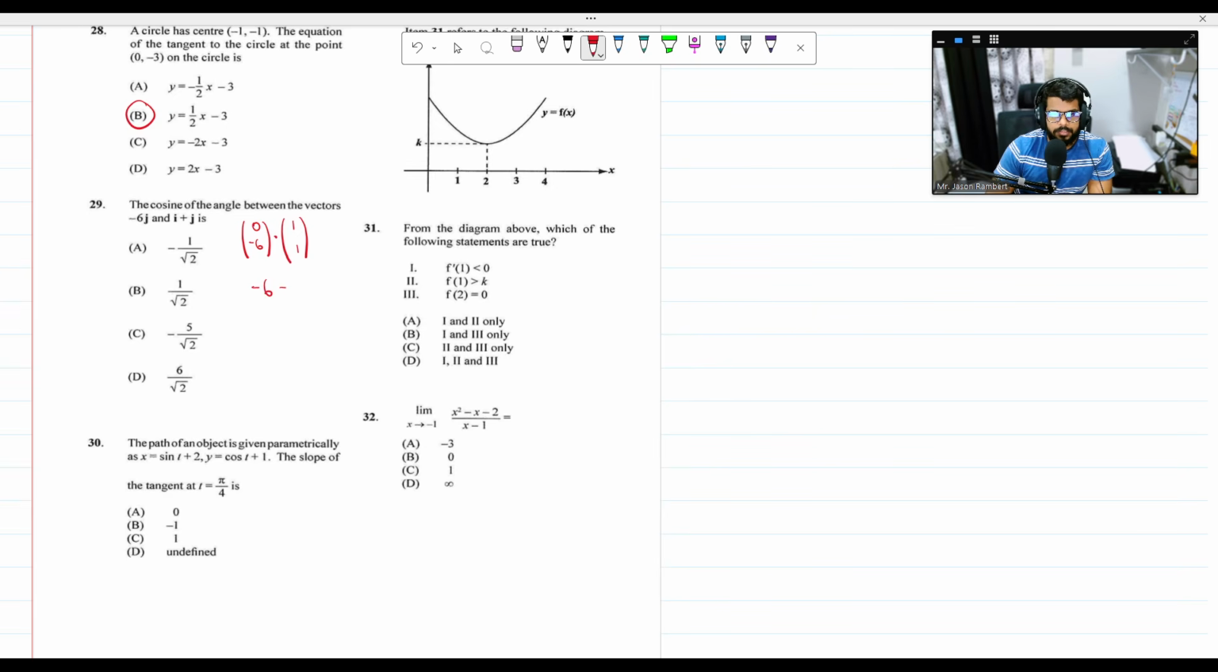It is equal to the size of this, which is the square root of minus 6 all squared, which is going to give me 6, and the size of this is going to give me root 2. So 6 root 2 cosine theta equals minus 6, so minus 6 over 6 root 2 is equal to cosine theta. I'm going to get minus 1 over root 2 is equal to cosine theta. They want to know the cosine of the angle between the two vectors. This is the cosine of the angle: minus 1 over root 2.